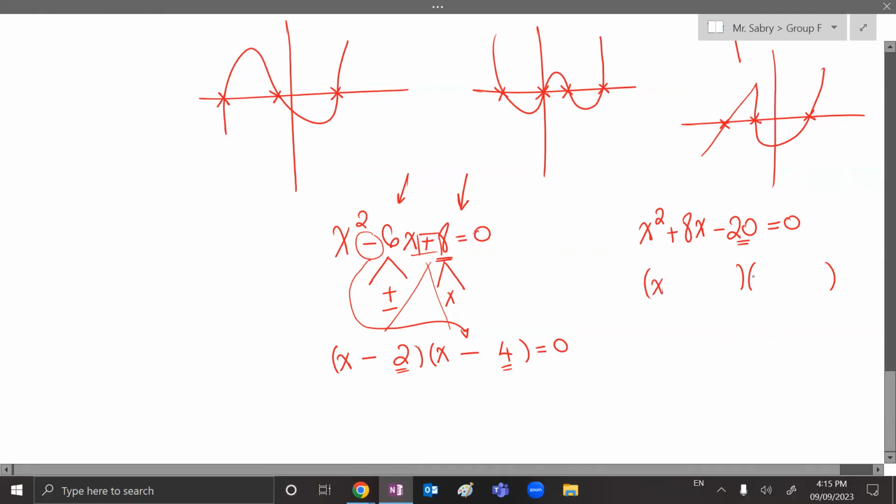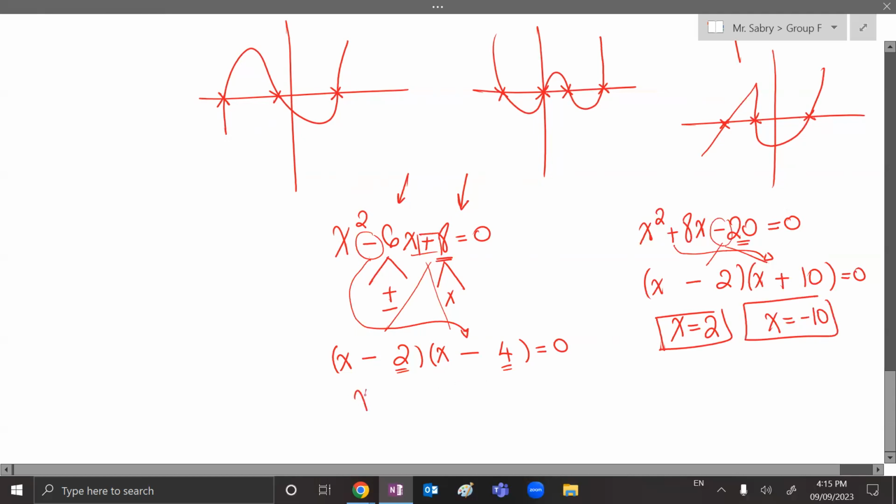So I'll put the x, 2 and 10, and I'll check. The middle number goes for the bigger number always, positive. Then because this is negative, these are different signs, so this has to be negative. What are the exact x values? It's x equals the opposite sign, positive 2, and x equals the opposite sign, negative 10. Does that make sense? Yes.